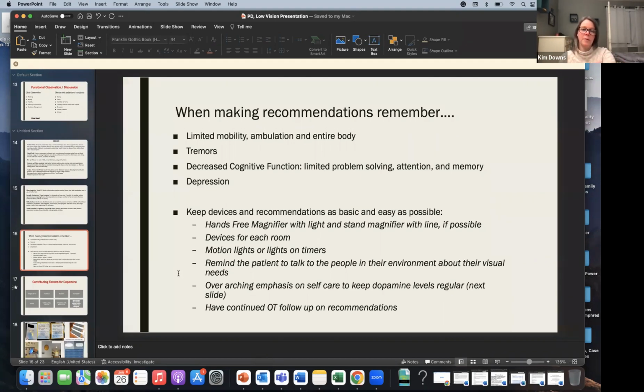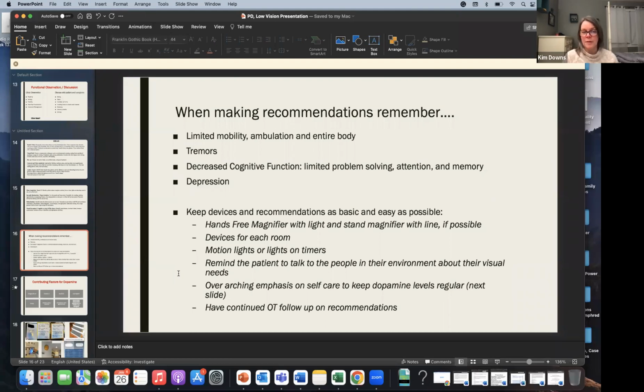So, and here when we talk about keeping devices of recommendations as basic and easy as possible, this population, because of everything that they're dealing with, gets overwhelmed very easily. So as I talked about before, using a hands-free magnifier with a light as possible. I always find this, many people, as we know, have that favorite reading chair. So the hands-free magnifier that stands on the floor and comes up over their chair or clips onto the table next to them can be great when positioned properly.